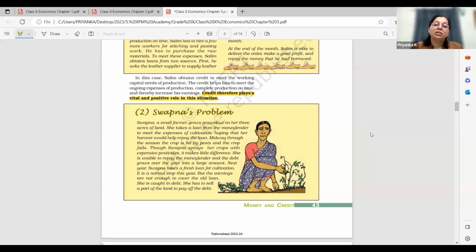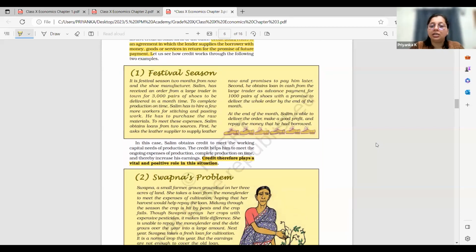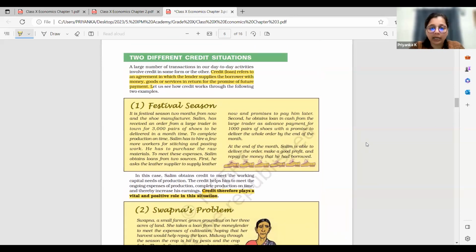So though she invested the amount borrowed from the money lender into her land, she was not able to cultivate the groundnut as expected. Ultimately, she invested in the land, but was not able to harvest what was expected out of it. In this case, credit is acting as a negative influence on such people. So credit can play a negative role in such a situation.